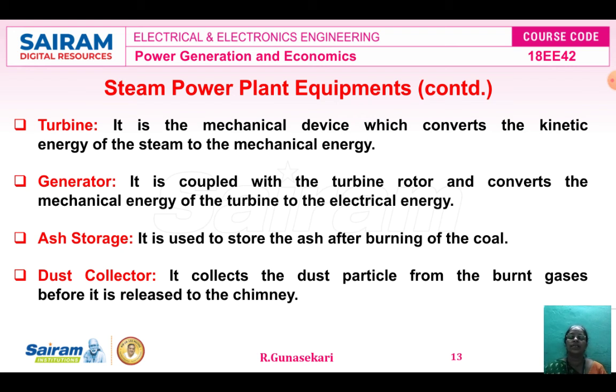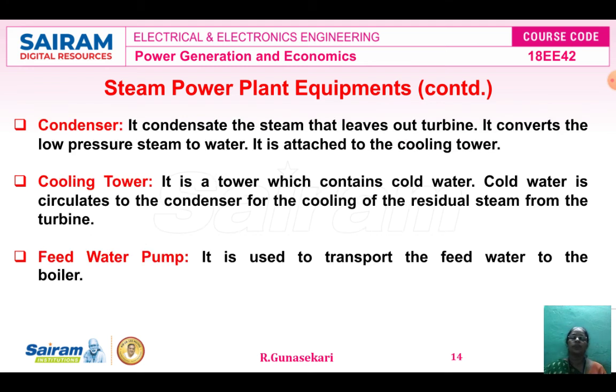The next, dust collector. What is the function of the dust collector? It collects the dust particles from the burnt gases before they are released to the chimney. The next, condenser. The condenser is used to condense the exhaust steam from the steam turbine. It converts the low pressure steam to water. It is attached to the cooling tower.